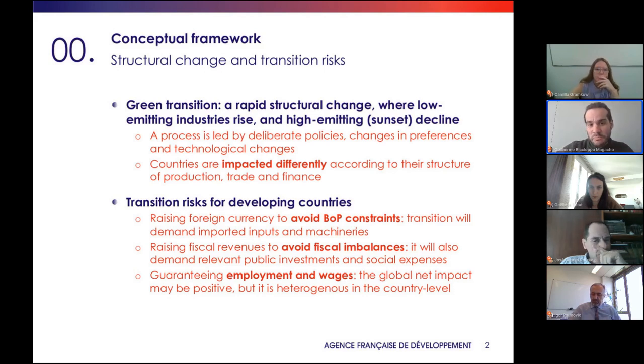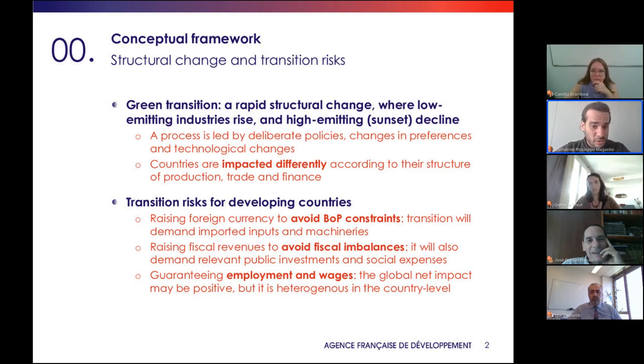Why? Because they will be impacted differently depending on the structure of production, trade, and finance, like if they depend a lot on these industries in terms of production, trade, and of course finance, which is always behind the story. A lot of policies will take place, and countries are already taking different kinds of policies to force decarbonization at some point. Technological changes are also moving in this direction, so products will change characteristics, world demand will change, preferences will change, and people will start demanding more of one product and less of the others, hopefully.